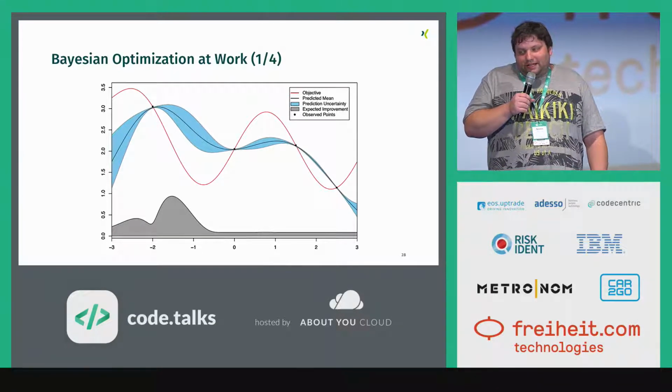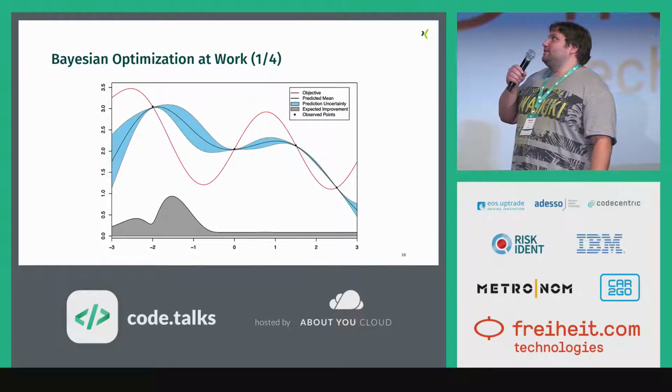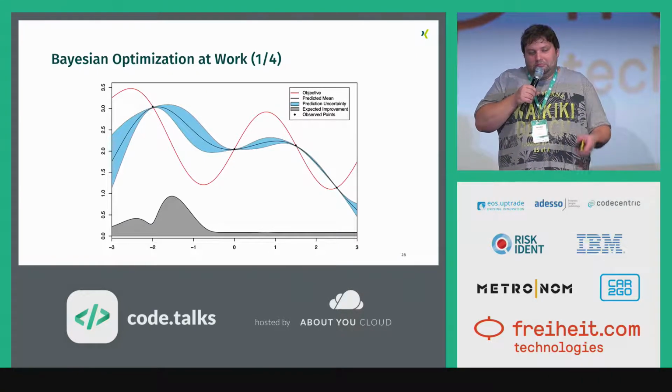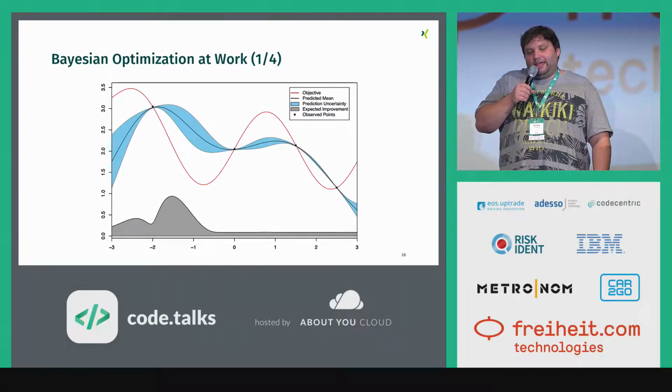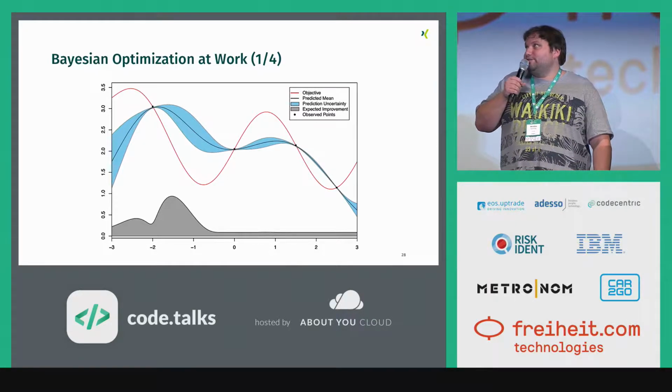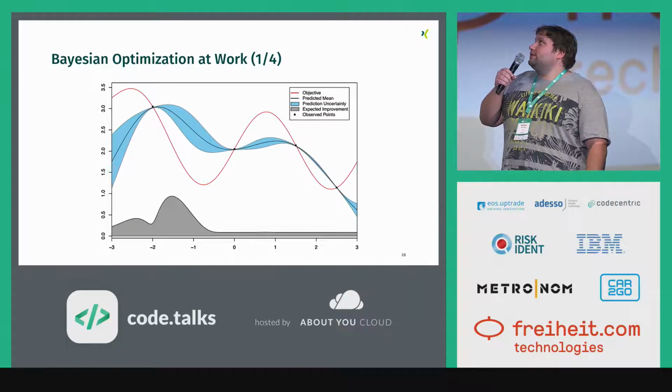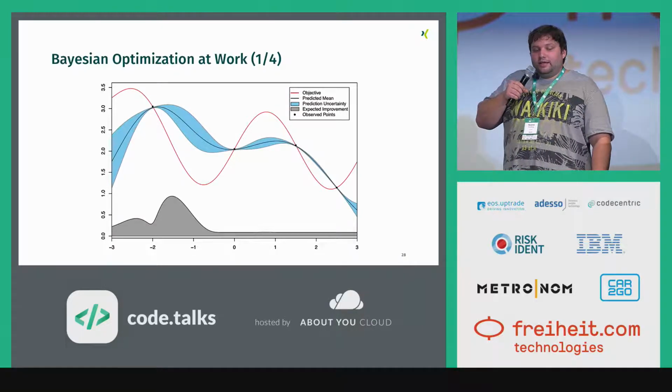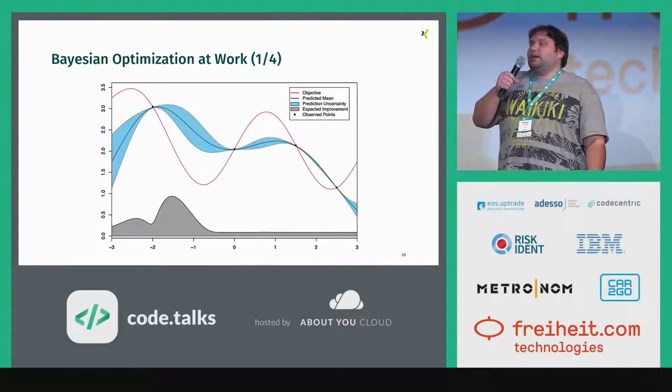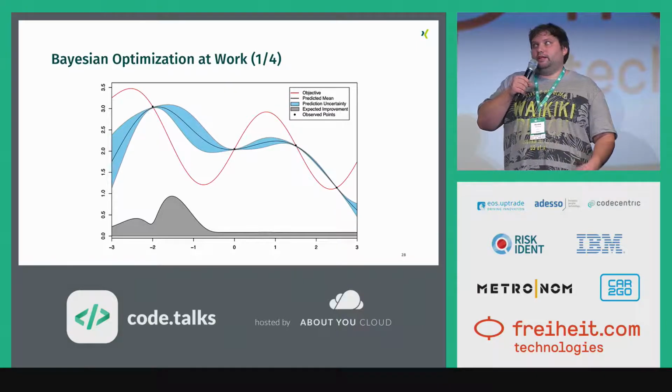And we have the red line, which is actually the ground truth. So this is how good this configuration works. And what we do is we have just a few observations. I hope you can see it. These are the black dots where we have just tried this hyperparameter and we have found a value.